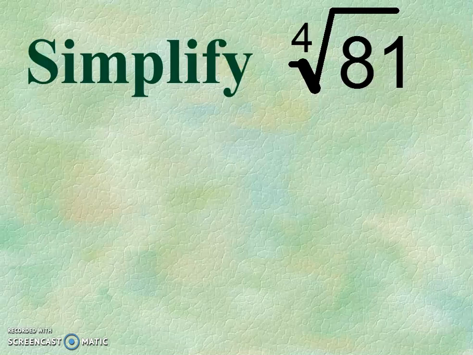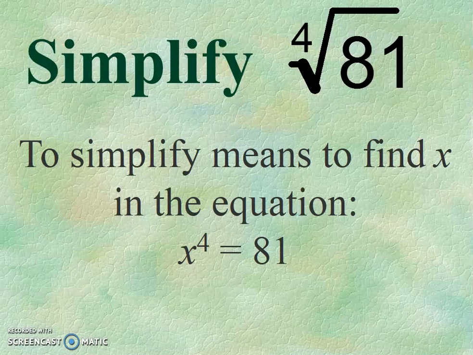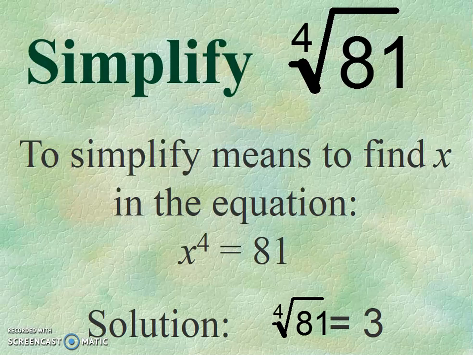So when we're going to simplify the fourth root of 81, that means what number is multiplied 4 times together to get 81? To solve that, it would be 3. We'll talk more about evaluating these tomorrow in class.